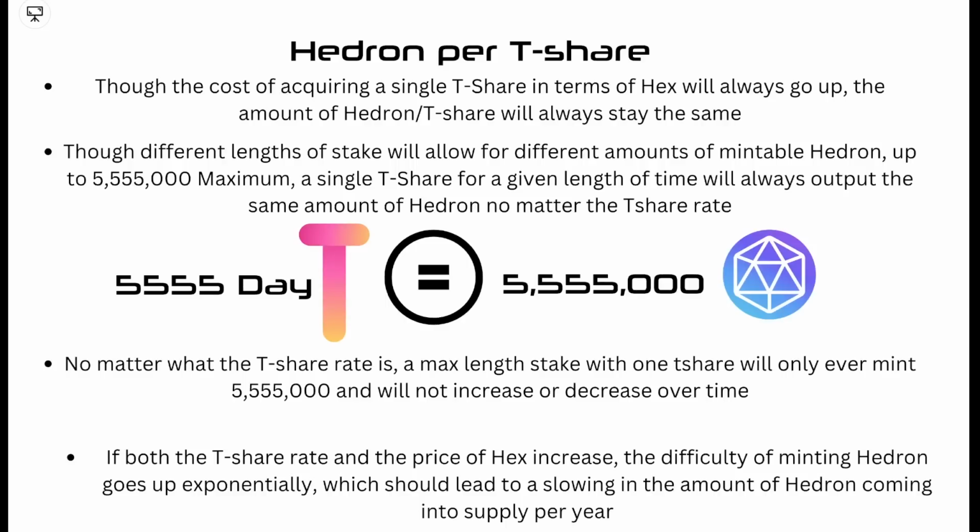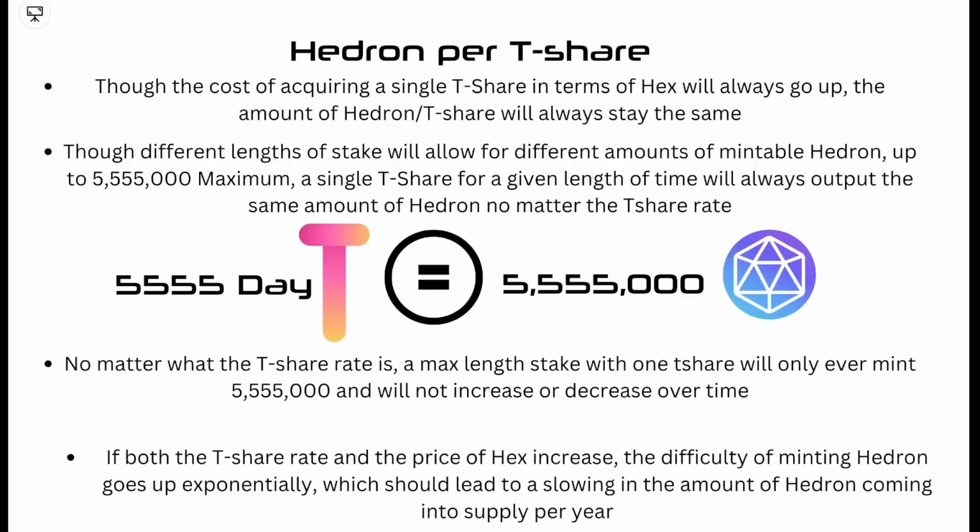Though the cost of acquiring a single Tshare in terms of hex will always go up, the amount of HEDRON per Tshare will always stay the same. Though different lengths of stake will allow for different amounts of mintable HEDRON, up to 5,555,000 maximum just for a single Tshare, a single Tshare for a given length of time will always output the same amount of HEDRON, no matter the Tshare rate.